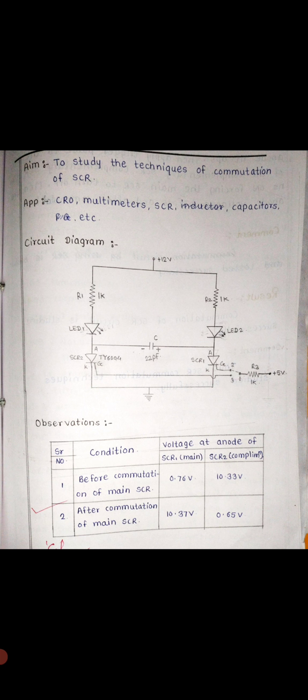The natural or line commutation technique is employed when the source is AC. The SCR is turned on during the positive half cycle of the AC signal, and turns off automatically during the negative half cycle of the AC signal, due to the natural behavior of the line voltage, and hence its name is natural or line commutation. Then the second one is forced commutation.